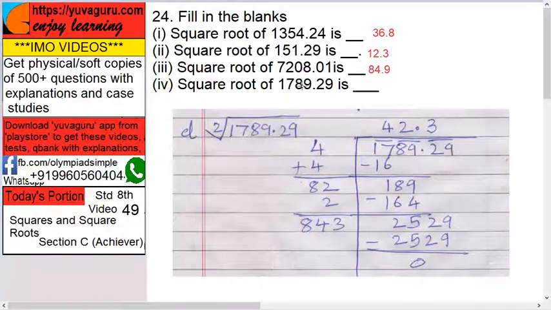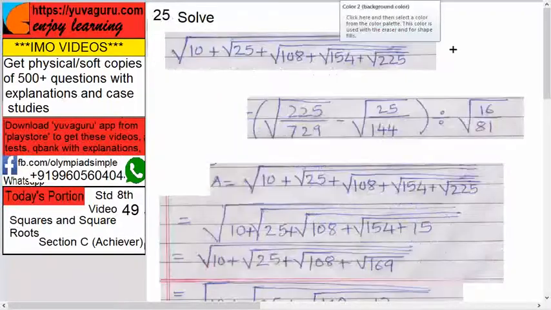Next, find the square root of 1789.29. So, same division method: 4, 16, 189, then 82 2s are 164, 25 remaining, then 2529, 843 into 3, 2529. So 42.3 is the answer. Let's move on to next.